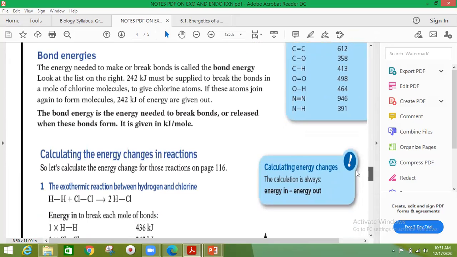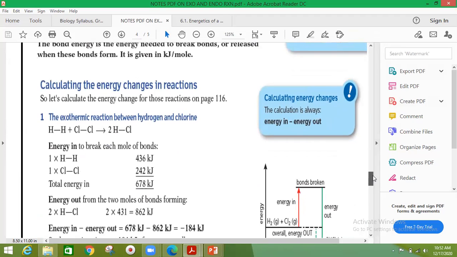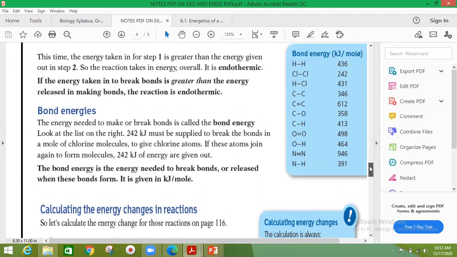Next, our topic is bond energies: how to calculate the energy change in a chemical reaction. This will come in your exam. See, this table I will provide you. No need to memorize this table of bond energies in kilojoule per mole. I will give you this table even in your short test, or I will write the values.